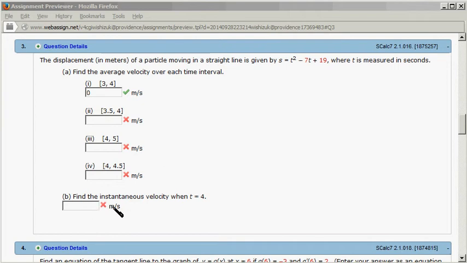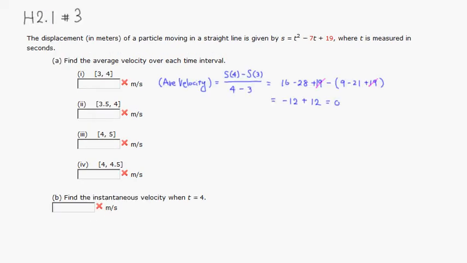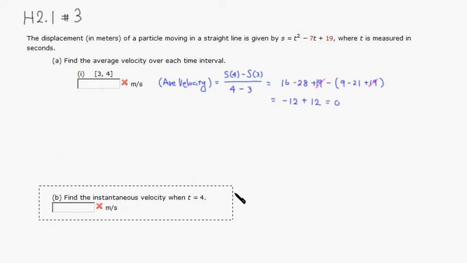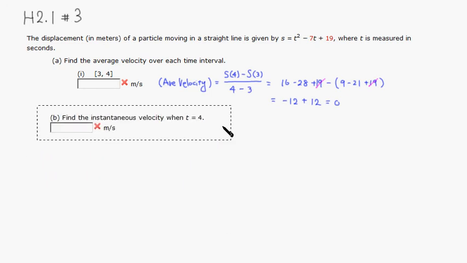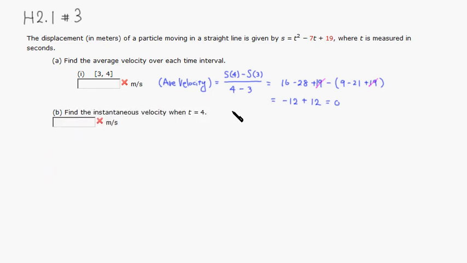All right, then let's look at part B. I'm going to get rid of these and move this up a bit so that I have some room to work in. We want to find an instantaneous velocity. So this is a derivative. We want to find s prime at 4.